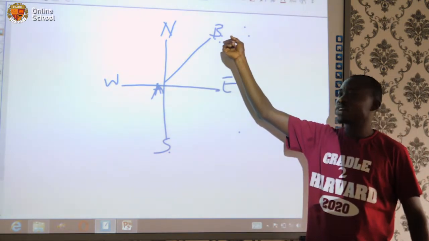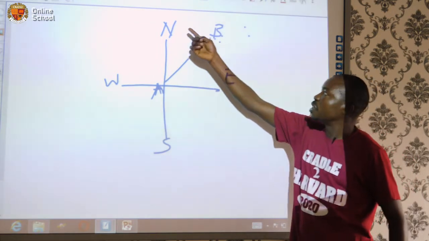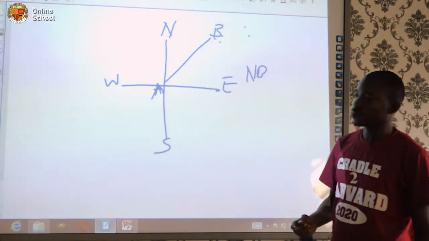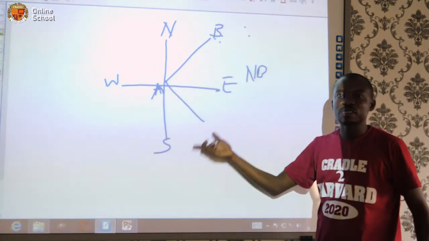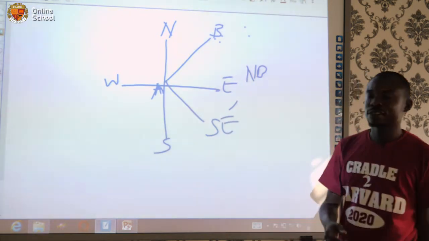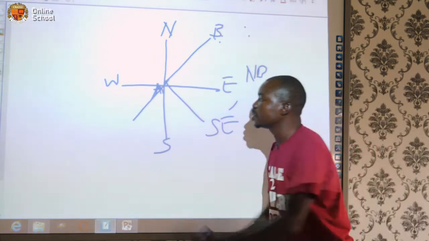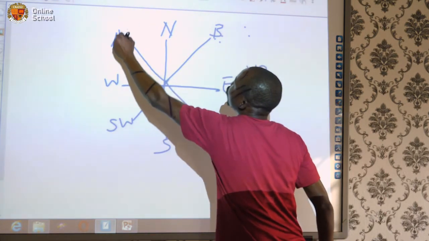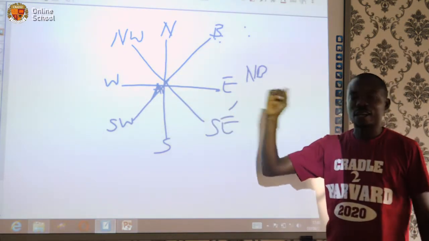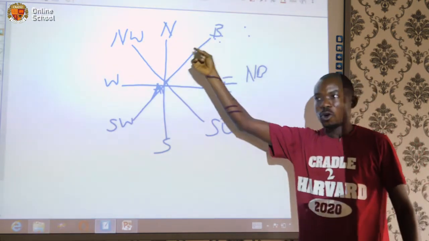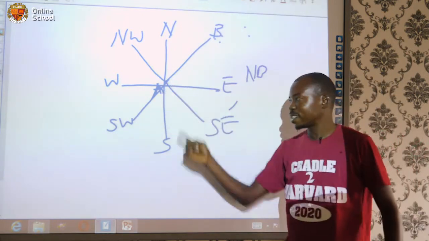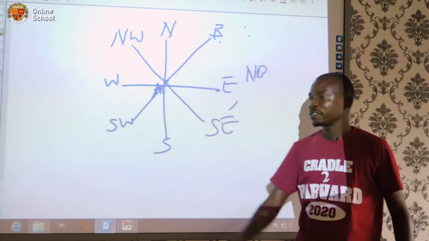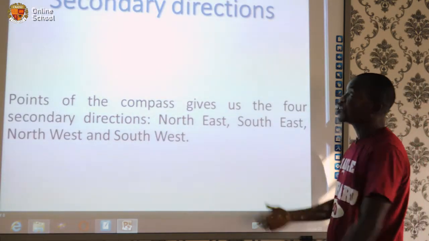Now, assuming we want to describe the location of point B, it is found between the north and the east. So here you have northeast. If you are found between south and east, it's going to give you southeast. A location between south and west gives you southwest. And a location between north and west gives you northwest. Before we go further, note, I didn't say east-north, east-south, or west-south. I said southeast, northeast, southwest, northwest. So we have mentioned the secondary directions already.